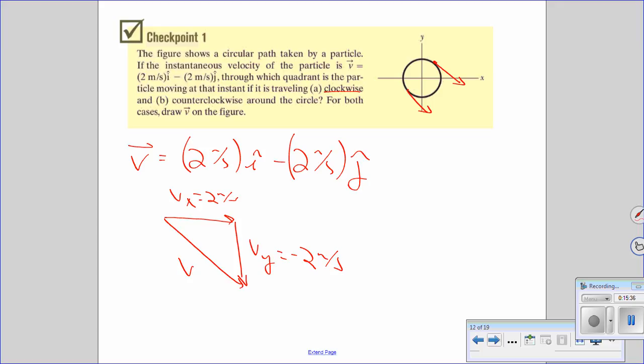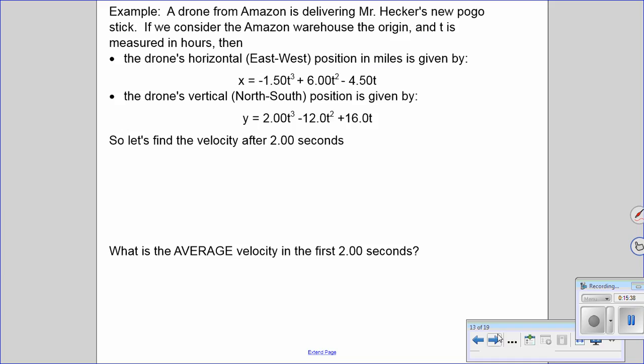Okay, cool. So, back to our Amazon drone. We're going to actually do an example, and I hope that this will sort of tie everything together for you. It says a drone from Amazon is delivering Mr. Hecker's new pogo stick. This is all the same thing we had before, right? So here's an expression for the horizontal position of the drone at any given moment. Here's an expression for the vertical, right? So here's our horizontal, here's our vertical position at any given time.